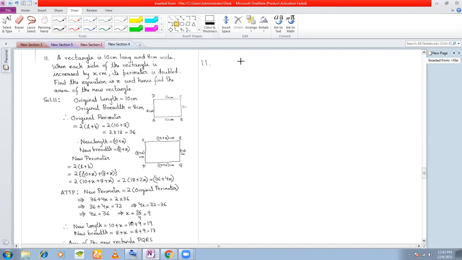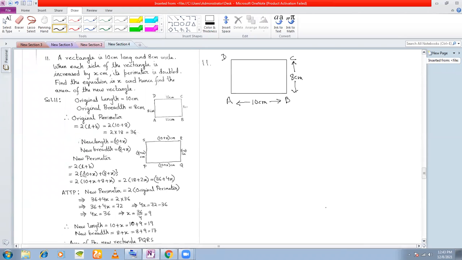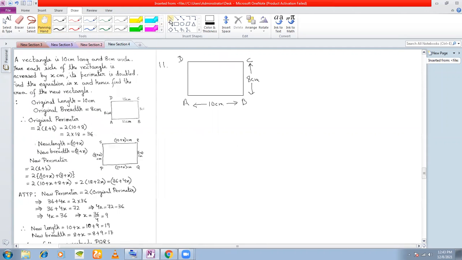Okay, so let's say this is the initial rectangle that I drew. Let's call this ABCD. Okay, and this length is given to be 10 centimeters and the breadth is given to be 8 centimeters. And what I do is, same rectangle, I just increase the size of this rectangle a little. How much do I increase? Let's say I increase the length by x. So it becomes 10 plus x. And I increase the breadth by x also.